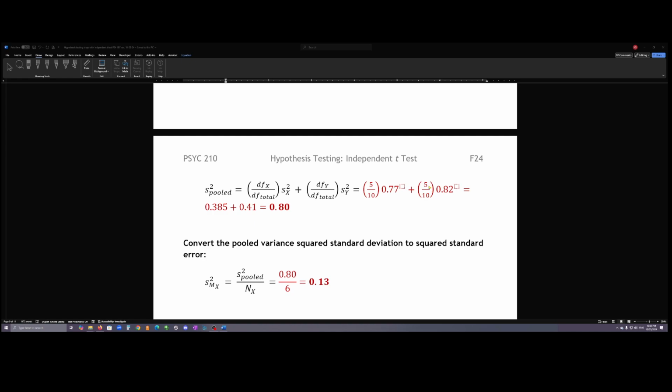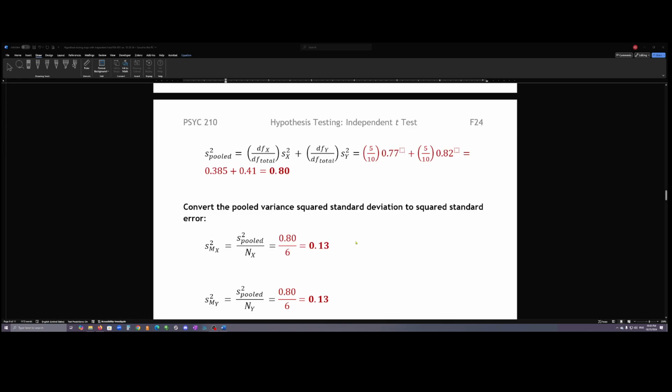and then for the second group we'll have degrees of freedom of 5 for that group divided by total, which is 10. Multiply that by the variance that we got for that group. So essentially this, once you crunch the numbers, basically we are going to cut 0.77 in half and cut 0.82 in half, gives us 0.385 plus 0.41, and I went ahead and rounded this so that we're only dealing with 2 decimal places. Gives us a pooled variance of 0.80.